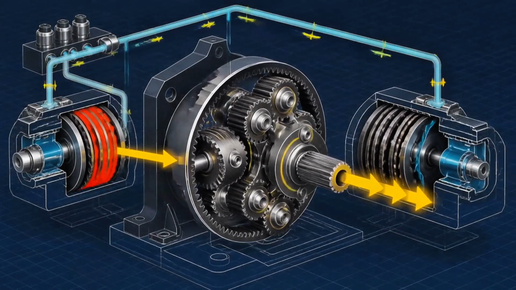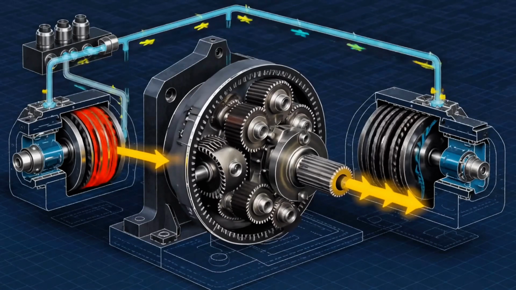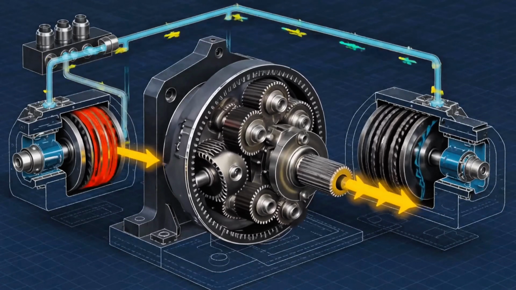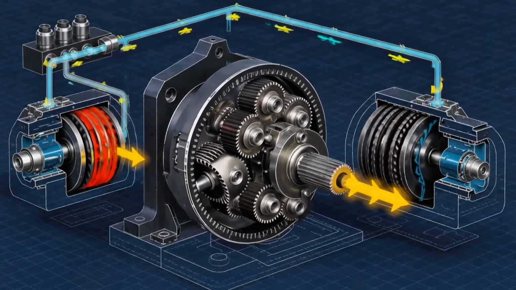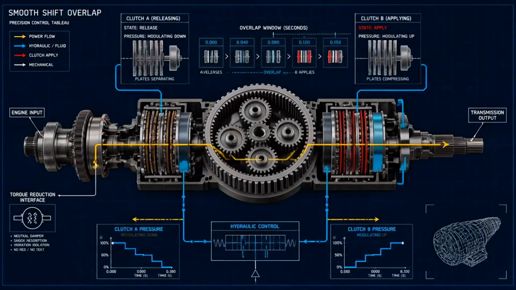As vehicle speed rises, first gear is no longer efficient. The controller prepares the next clutch circuit, reduces pressure on one clutch, and increases pressure on another. For a smooth shift, these actions must overlap with remarkable precision.